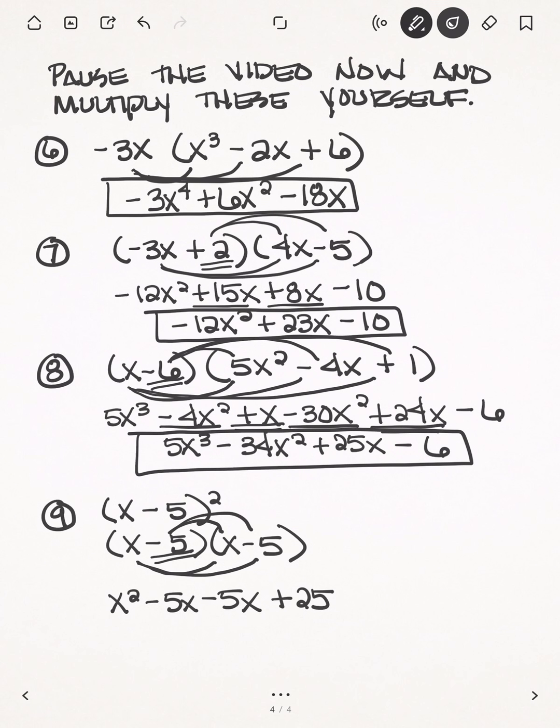Okay, let's finish this problem. We have x squared. These are both negative, so I add them and keep the same sign. I get negative 10x plus 25. There is my area as a sum, simplified.